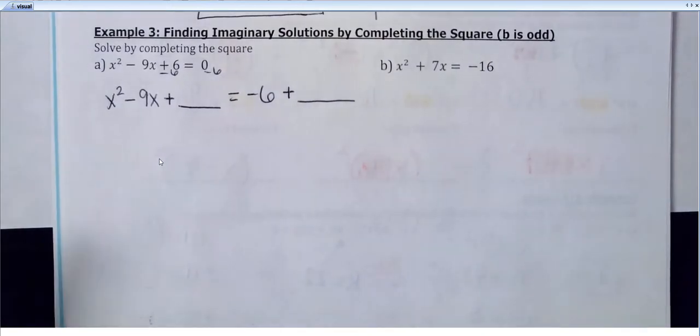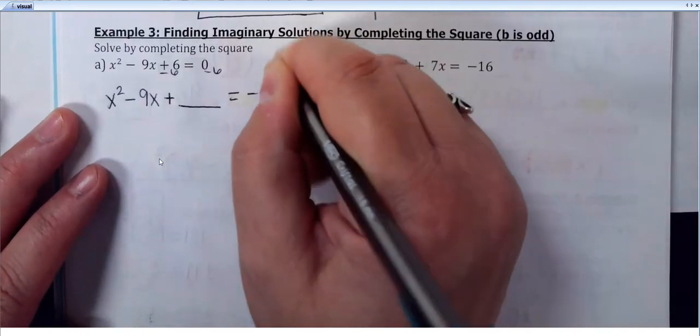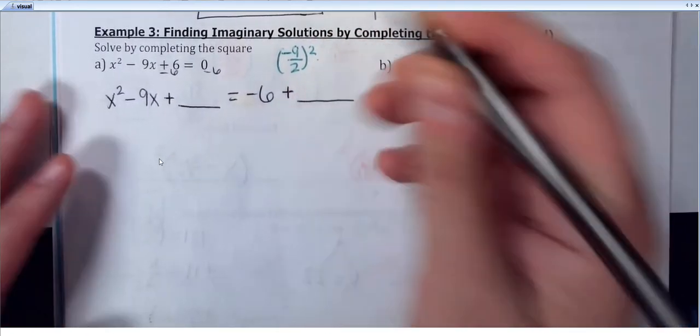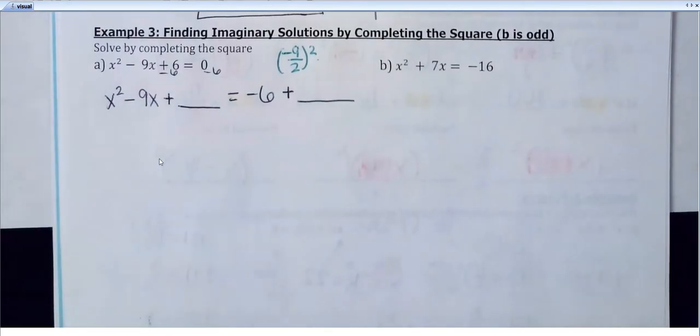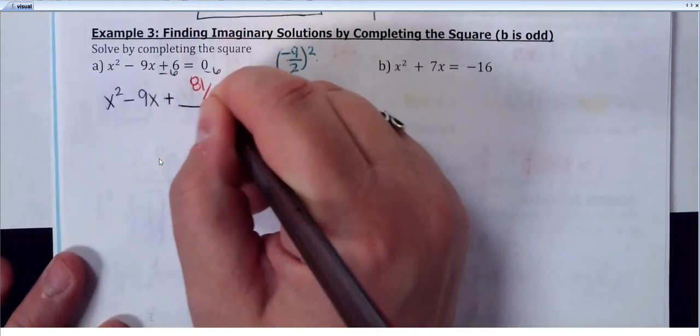Okay, now this one's a little trickier because it's going to involve a fraction anytime your b value is odd. So my b value here is negative 9. I'm going to divide that by 2 and square it. What am I going to add to both sides? You just raise your hand and tell me, what am I going to add to both sides? What do we think? 81 over 4. Yes, okay. 81 is the 9 squared, 4 is the 2 squared.